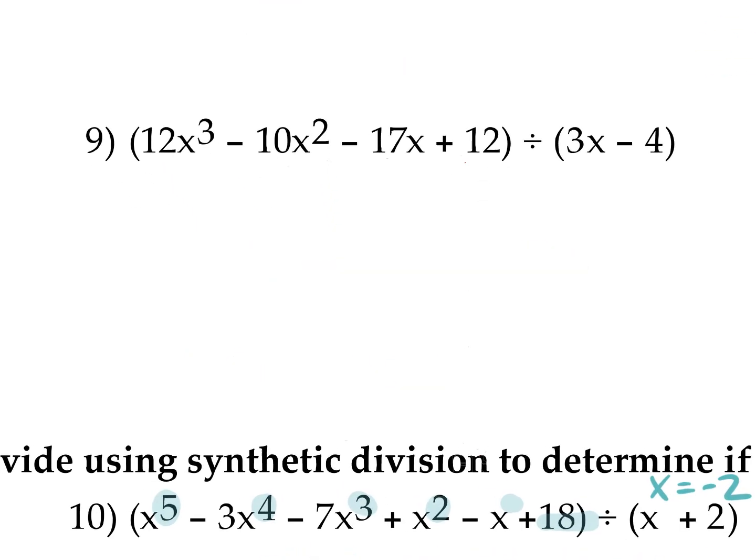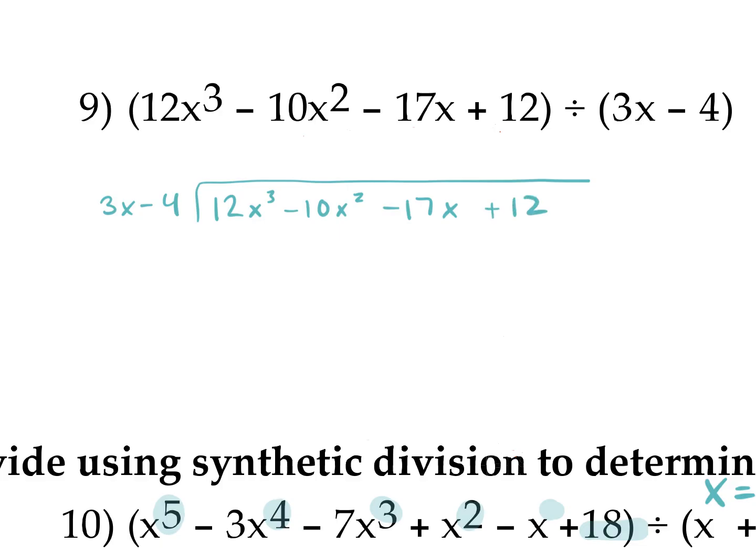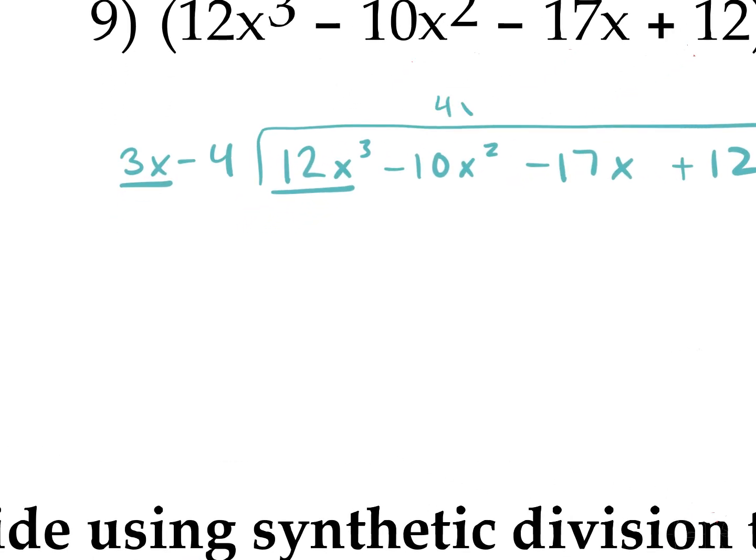So let's practice a long division one with number 9. Outside the box, we have 3x minus 4. Inside, make sure you're not missing any terms. Here I've got 12x cubed, x squared, x, and a constant. So we're not missing anything, so we can put those in the box. 12x cubed minus 10x squared minus 17x plus 12. So with long division, first thing we want to do is divide. What's 12x cubed divided by 3x? 4x squared, and I'm going to put that on top of my x squared term.